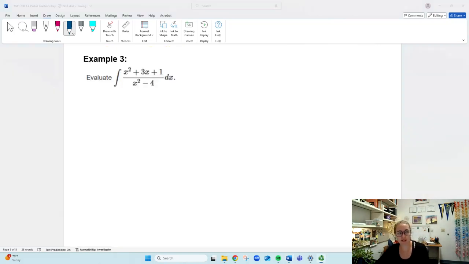Okay, y'all, I want to look at example number 3. So again, kind of checking the degree of your numerator and your denominator is a good place to start. The degrees of our numerator and denominator are the same, which is the degree of 2. And so we're going to have to do something just a little bit different.